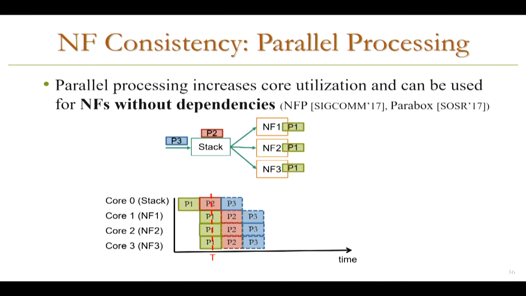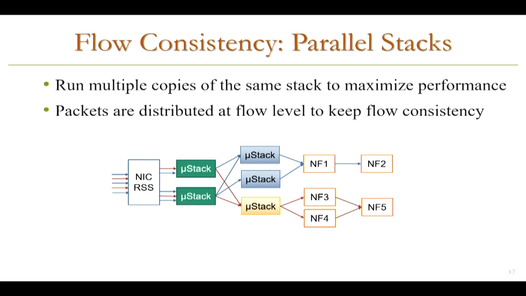For NFs without dependencies, we can do forward optimization and achieve the full parallelism of stack and NF processing. Parallelism isn't our main focus, so our current implementation only focuses on read-only NFs. But ideas from other work, such as NFP and Parabox, could be added to macroboxes to improve this. Finally, to maximize performance in a multi-core environment, we can run multiple copies of the same stack on several cores, and ensure all packets from a single flow will be sent to the same stacks and NFs to keep flow consistency.